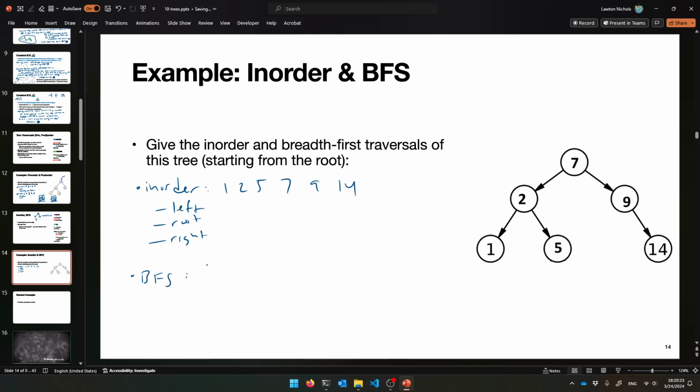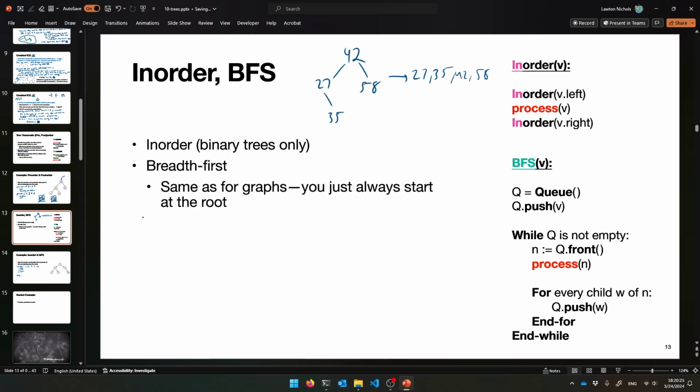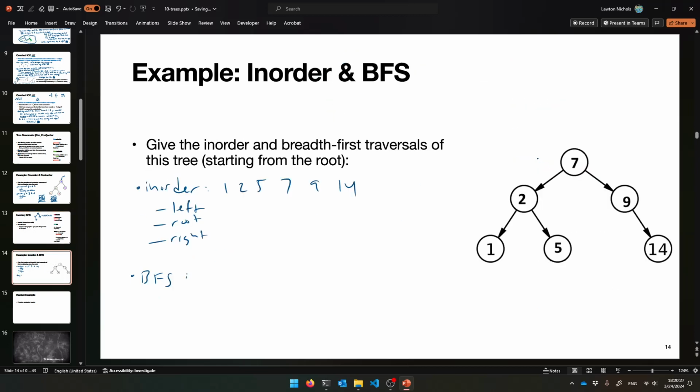This is really fun. I encourage you to draw it out, draw the queue and everything, but it's just going to visit everybody in level order. It's going to visit the 7. It's going to do it in this order. Boop, boop, boop. Just like that. So it's going to be 7, 2, 9, 1, 5, 14.